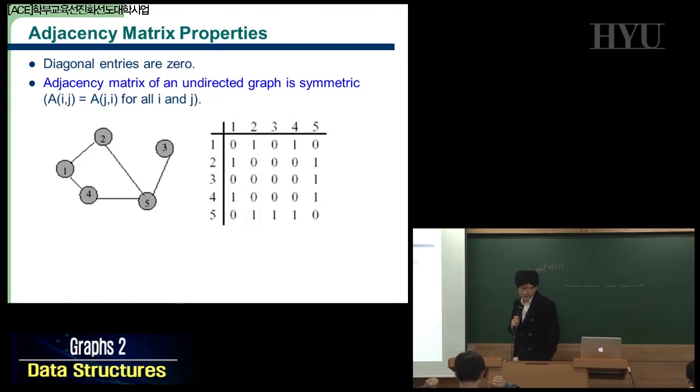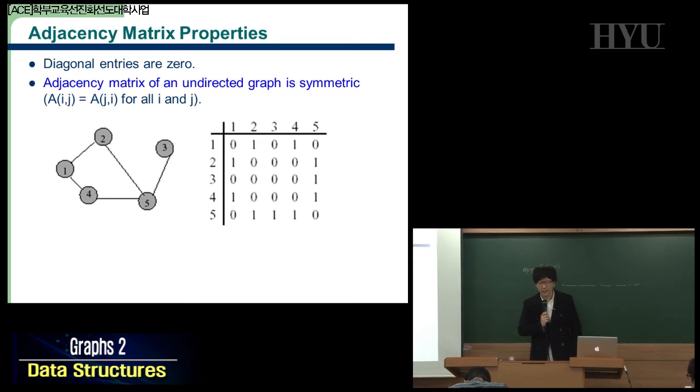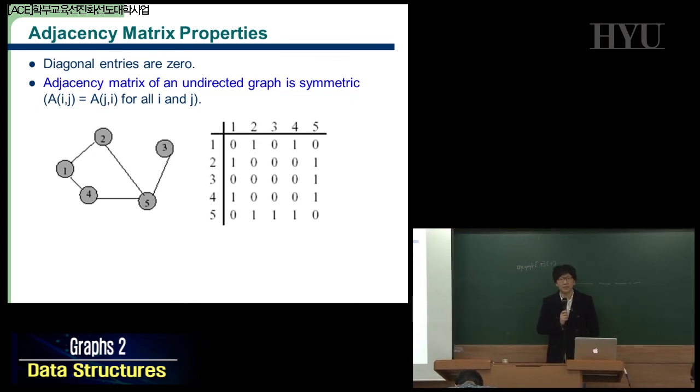Likewise, these are just the properties that I just mentioned. Diagonal entries for this adjacency matrix are 0. The adjacency matrix of an undirected graph is symmetric. That's all we know, because Aij is equal to Aji. It's the same thing. There's no direction in it. So that's the one thing that you can do.